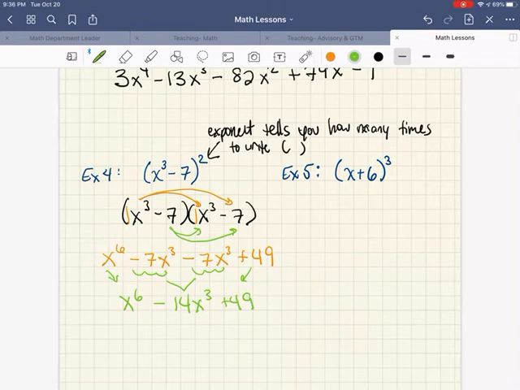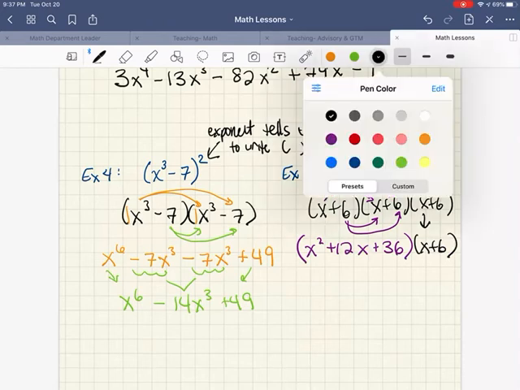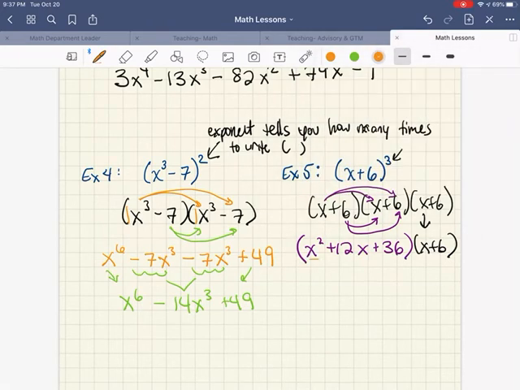Okay, this one is a little trickier because now it's telling me I have to write it 3 times. So I write it 3 times. Now, this is how you do it. You're like, what? I don't know what to do now. You do 2 at a time. So first, you're going to distribute these, okay? Work that all out. Use whatever method you want, and you end up with x squared plus 12x plus 36. You put parentheses around it because you're not finished. And now we're going to bring this down, x plus 6.